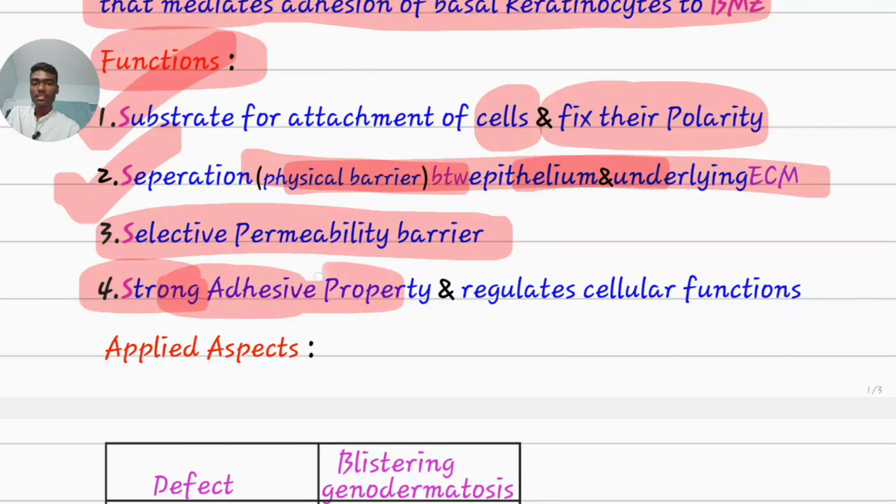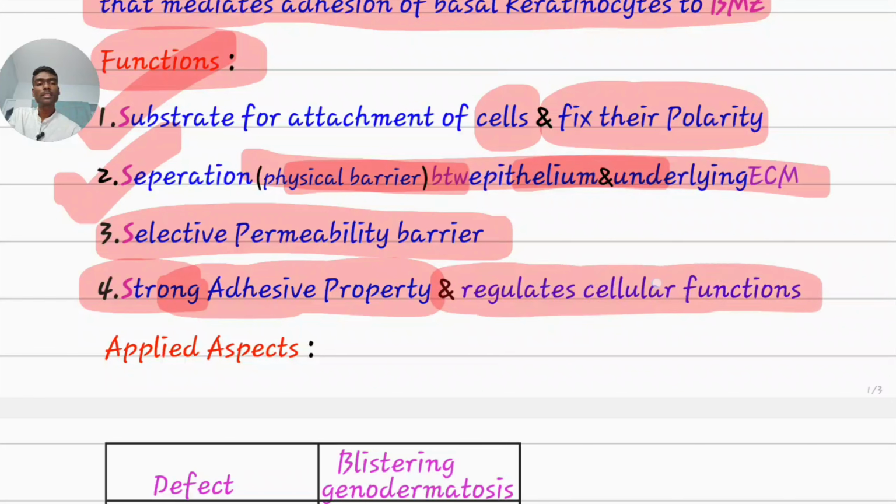It acts as a strong adhesive. We have already seen how strongly it is connecting one after the other, and it regulates cellular functions. All the cellular functions of epithelium cell or endothelium cell are dependent on basement membrane only, like growth, division, differentiation, and ultimately death also.